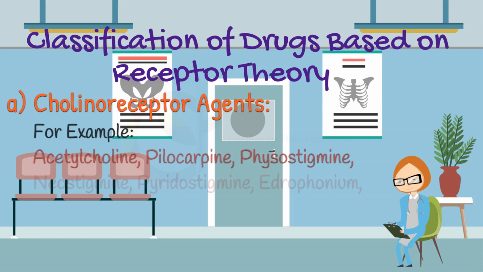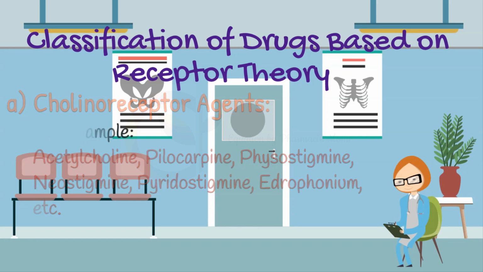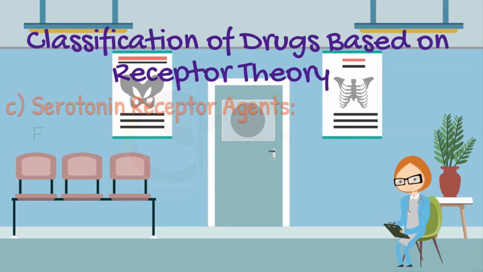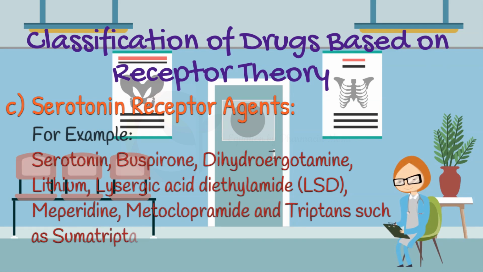cholinesterase agents. For example, acetylcholine, pilocarpine, physostigmine, neostigmine, pyridostigmine, edrophonium, etc. Adrenoceptor agents. For example, norepinephrine, phenylephrine, methyldopa, clonidine, albuterol, salmeterol, etc. Serotonin receptor agents. For example, serotonin, buspirone, dihydroergotamine, lithium, lysergic acid diethylamide, LSD, meperidine, metoclopramide, and triptans such as sumatriptan.